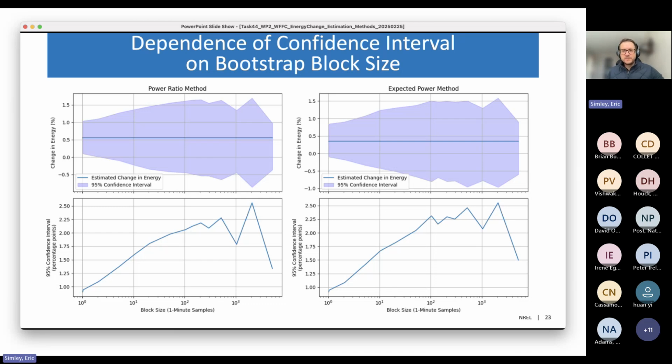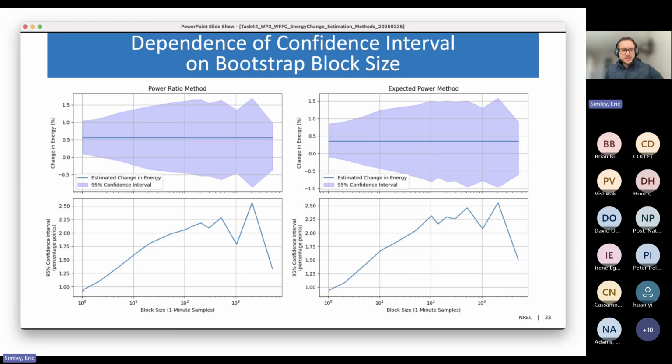comparing results for the power ratio method and the expected power method. For expected power, I talked about how we propagate the standard errors, and we don't need to do bootstrapping, but we also have an option to apply bootstrapping to quantify uncertainty if we want to do that, just for comparison. So I did that, and compared a bunch of different block sizes. So you'll notice on the far left, there's a block size of 1, and that would just be the same as not applying any block bootstrapping, just standard bootstrapping.